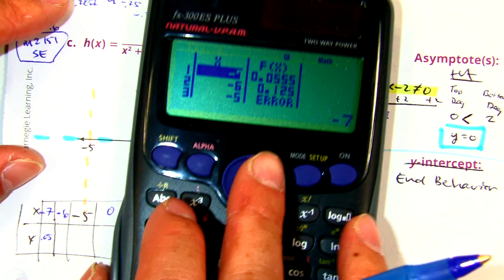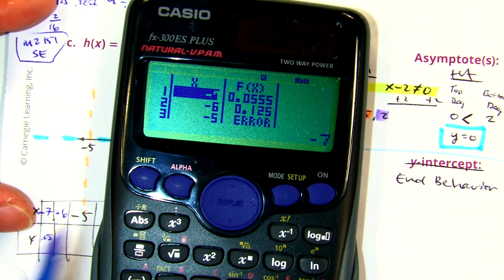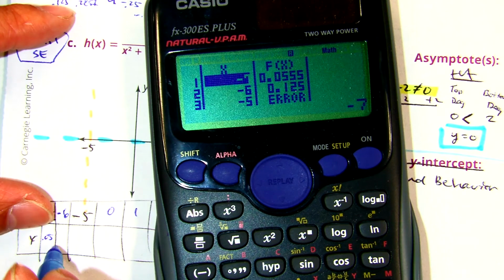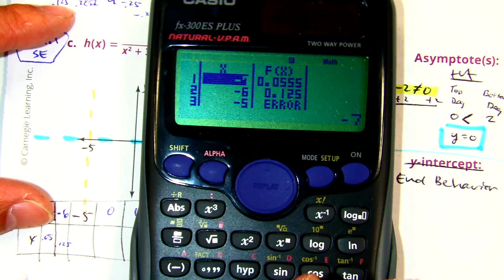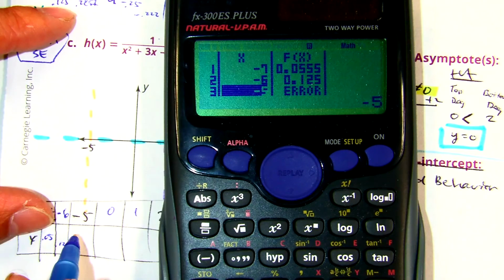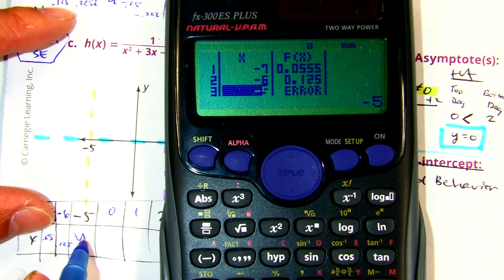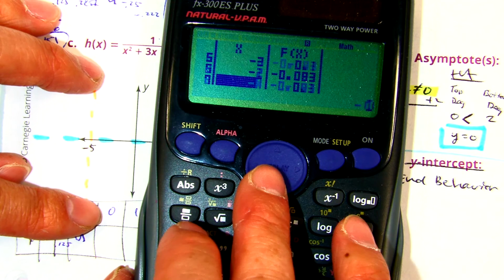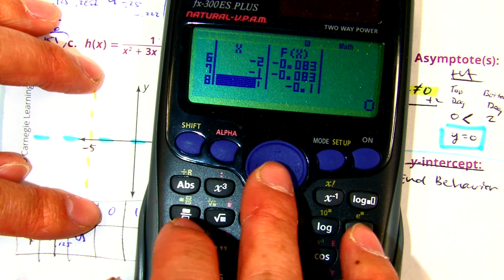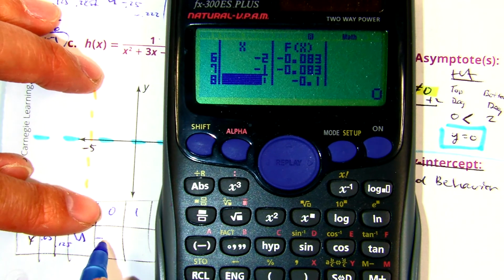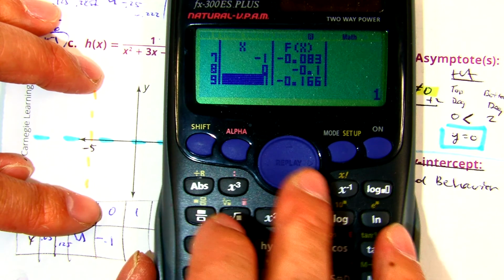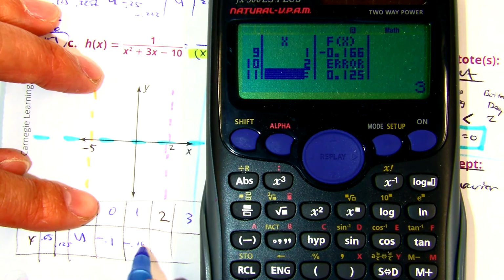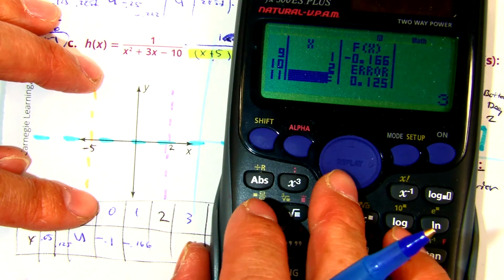There's all my answers. Negative 7.05. Negative 6.125. Negative 5 is an error, which means what? Undefined. I'm going to look for 0. Negative 0.1. 1, negative 16.6. 2 is undefined.